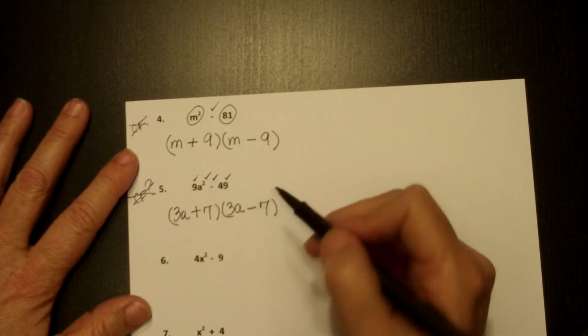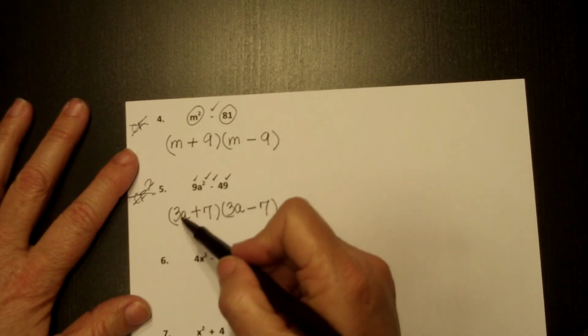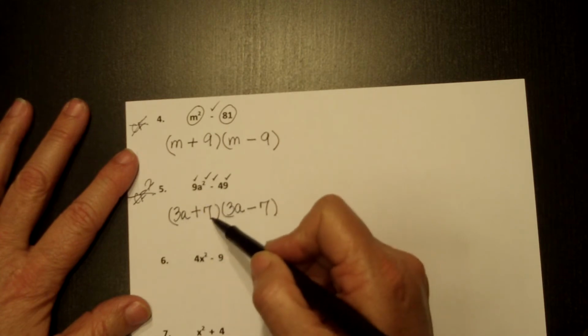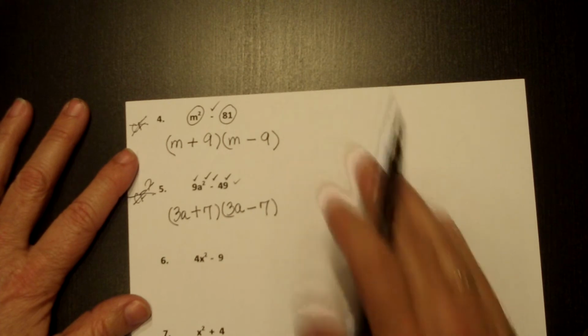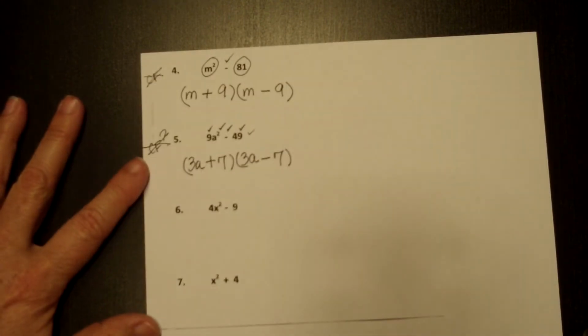So it would be square, square, put a minus. So we square this, we get a 9 and an a squared. We square 7, we get a 49, we put a minus, and that would check. All right, so let's move on to number 6.